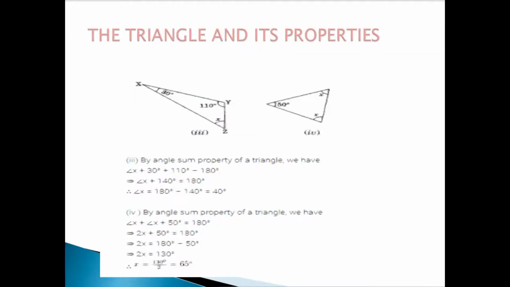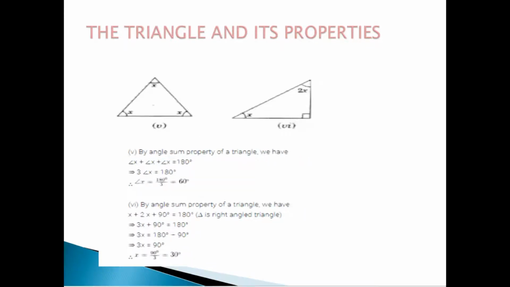In your third one, in the figure, there are angles given, 110, 30 degree and x. So in the same way we'll solve it. x plus 30 plus 110 equal to 180. So x is equal to 180 minus 140 equal to 40 degree. Similarly, you can solve the fourth part.